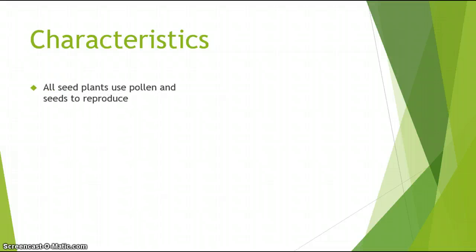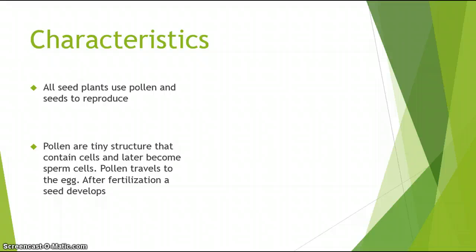More characteristics: all seed plants use pollen and seeds to reproduce. Pollen are tiny structures that contain cells and later become sperm cells. Pollen then travels to the egg. After fertilization, a seed develops.